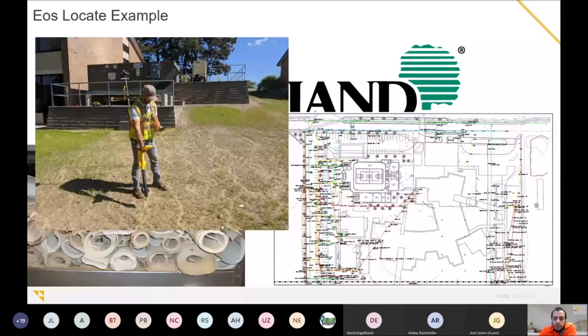Paired with Arrow Gold, both units talk to the phone or tablet. And utilizing Eos Locate, we're able to capture a precise 3D point of the asset below ground within Collector. This can be easily exported out to AutoCAD Civil 3D as a 3D network. This is a game changer.